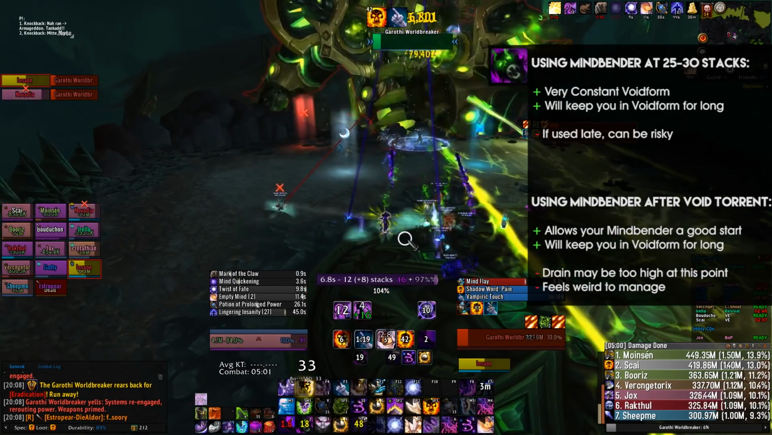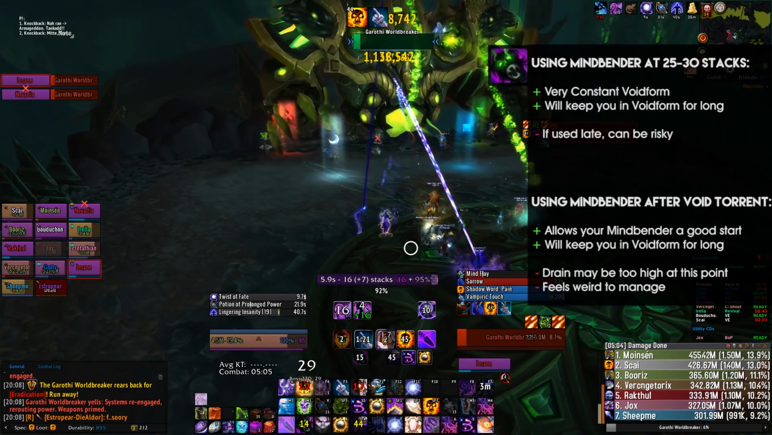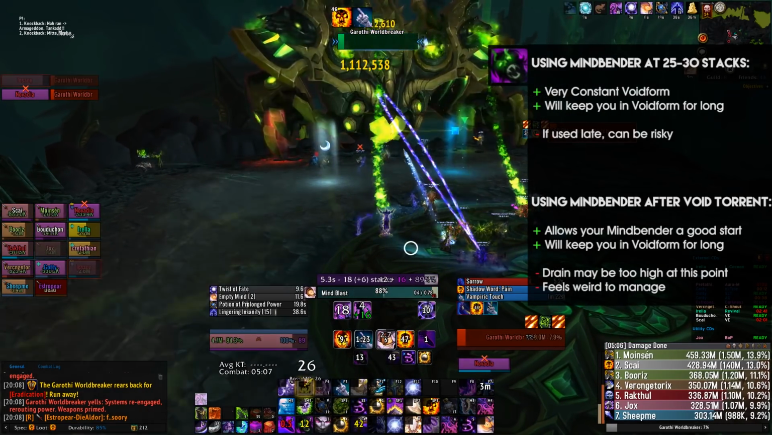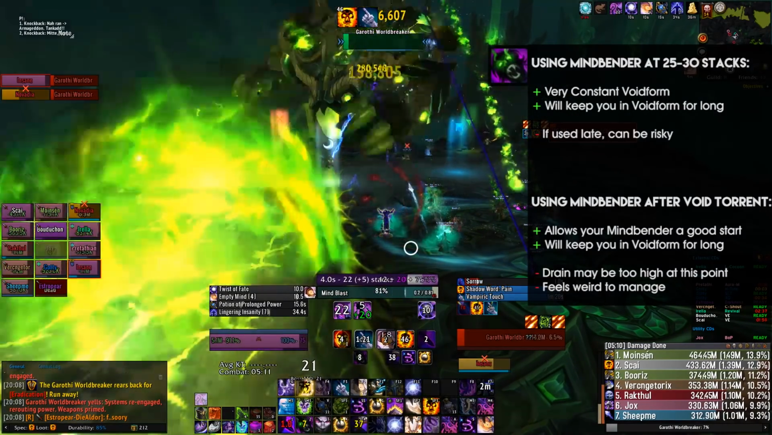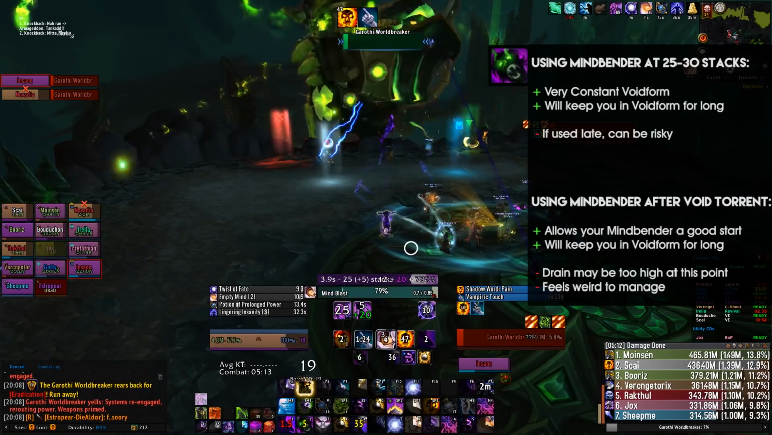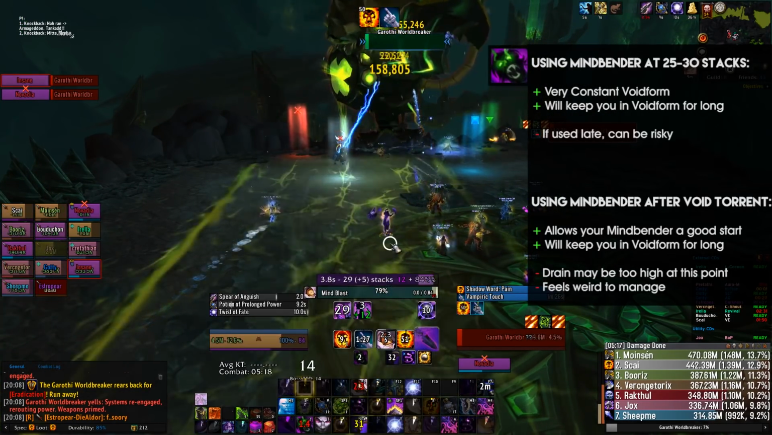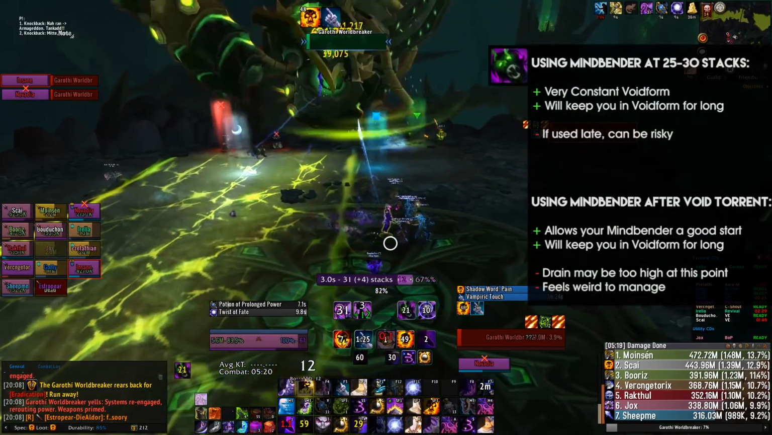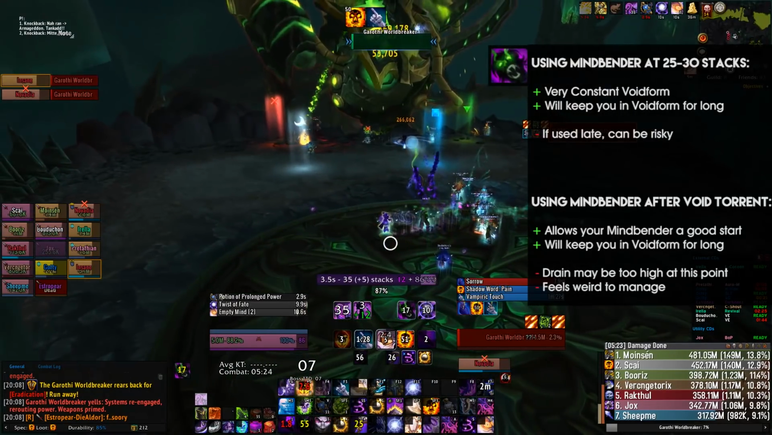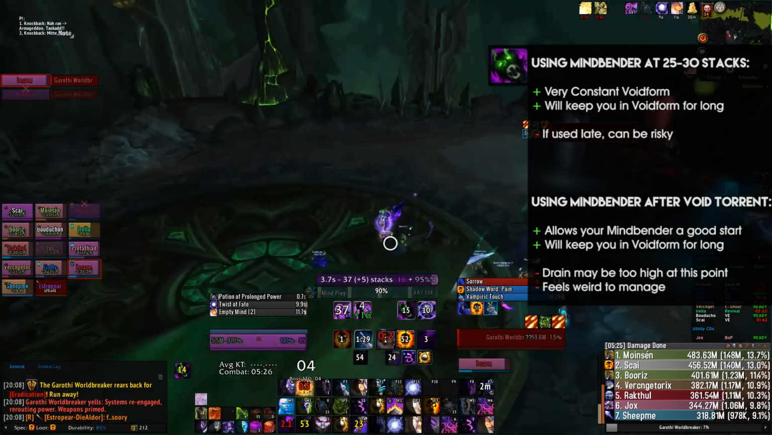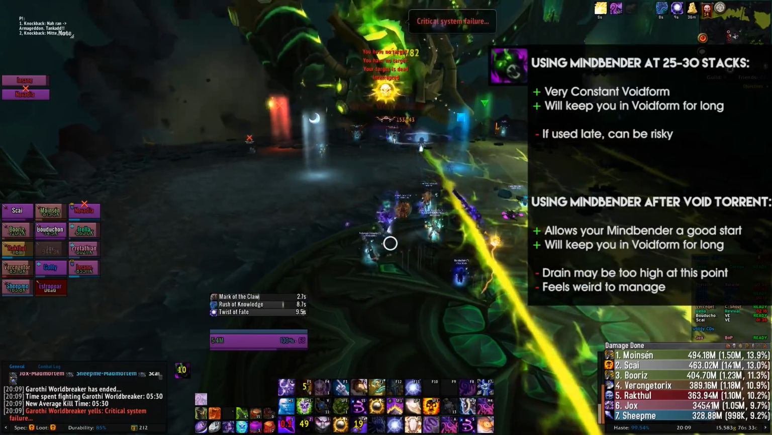Now, you can also use Mindbender after you've used your Void Torrent. Ideally, this means that you will want to wait until you begin dropping out of Void Form, and then, at around 35 to 40 stacks, want to use the Void Torrent, and immediately afterwards your Mindbender. This will keep you in Void Form for about the same period of time, but again, can be risky because you may not have enough insanity at the start of this process to allow your Mindbender to manage it well enough for you, thus dropping out of Void Form prematurely.